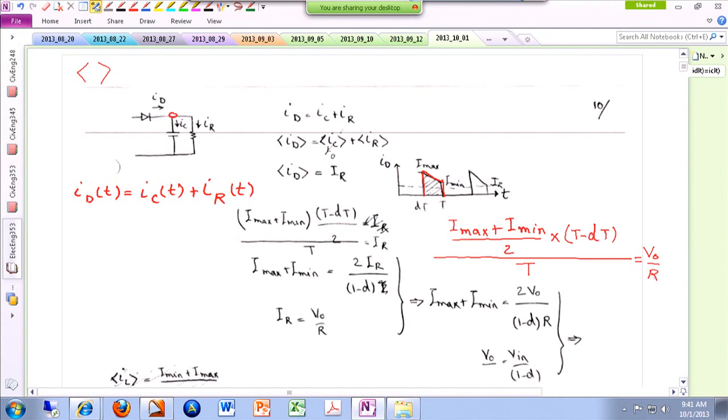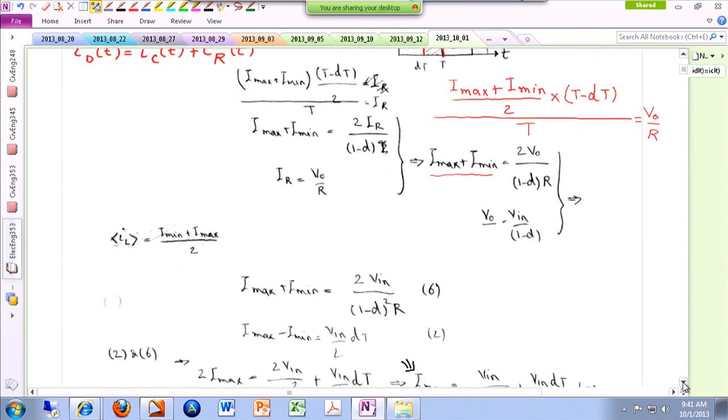So if you simplify this, you can find an expression for I max plus I min, which is twice the output voltage over 1 minus the duty cycle over the value of the load. Now, sometimes in these equations you prefer to have only the output voltage, sometimes only the input voltage. It doesn't matter, like over here.